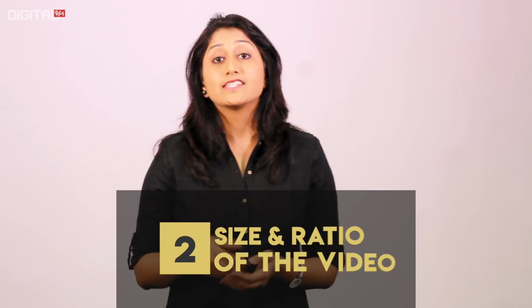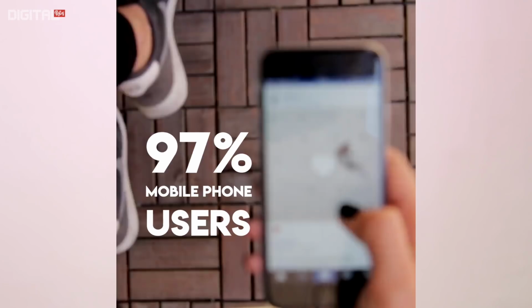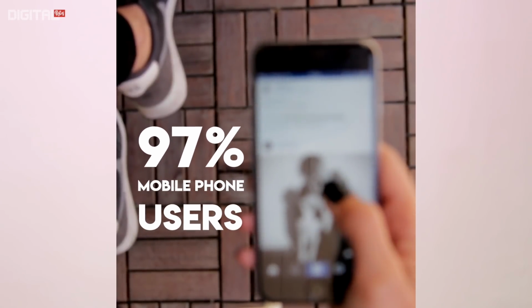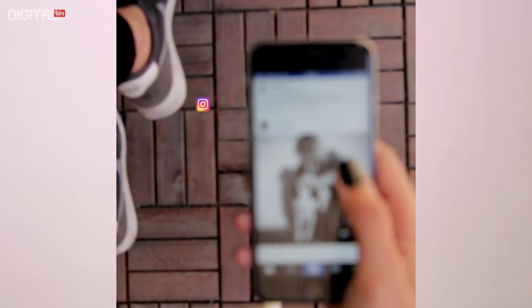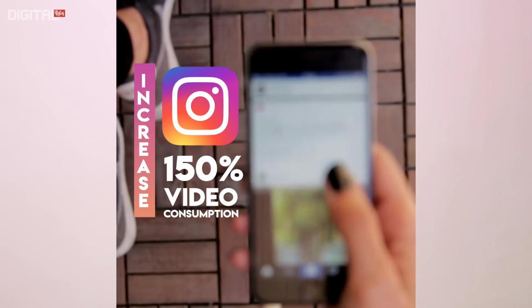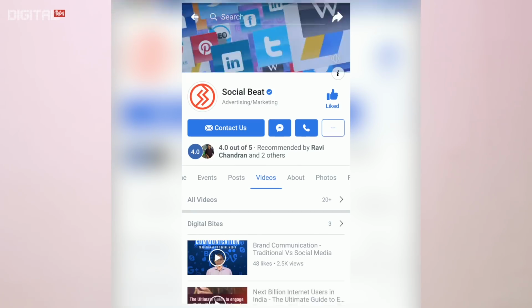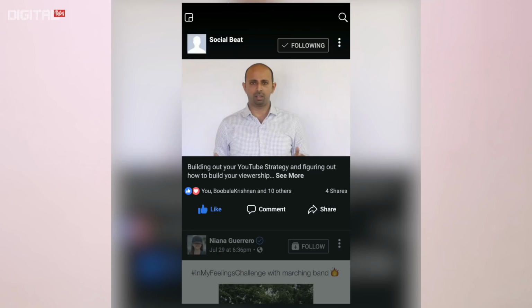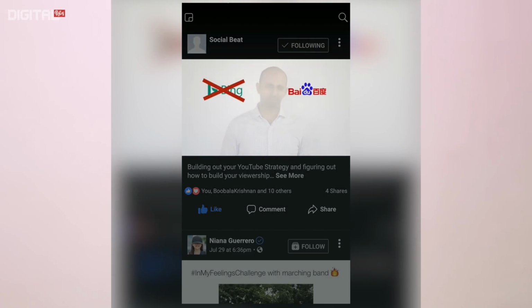The next point is the size ratio of the video. 97% of people use Facebook on their mobile phones. Instagram has recorded a 150% increase in video consumption over the past 1 year. On your timeline, a 16:9 video occupies far less space. In fact, there are so many distractions going around it. I'm probably already looking at the next article that's coming up.